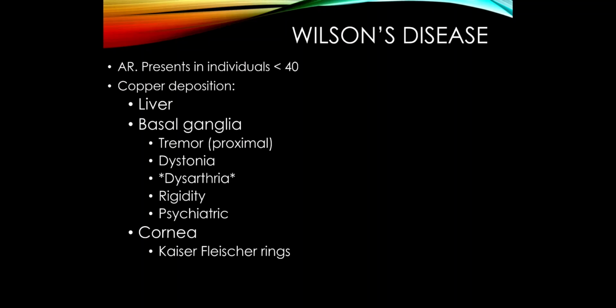So copper deposition in the basal ganglia leads to a movement disorder. The tremor is somewhat unique in Wilson's disease in that it's more of a proximal tremor. Most tremors are distal in the hands. So Parkinson's, essential tremor, these are both distal tremors. In Wilson's disease, if you have the patient hold their hands out, the tremor more involves the shoulder. And so this is sometimes called a wing beating tremor.